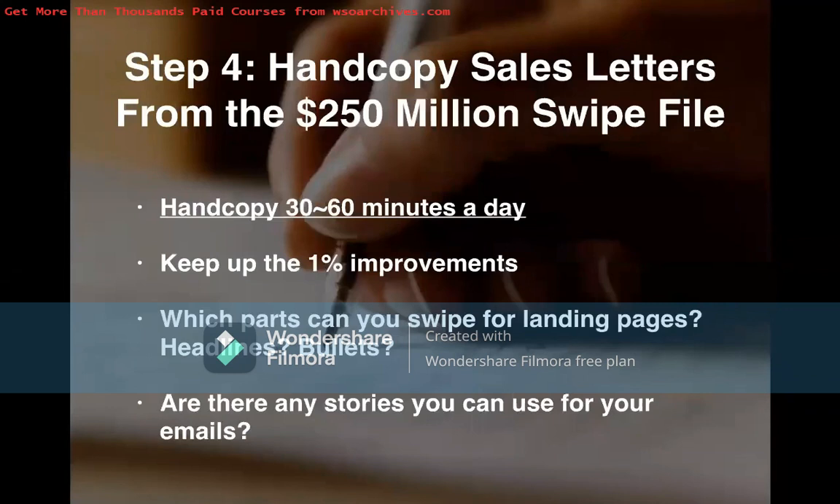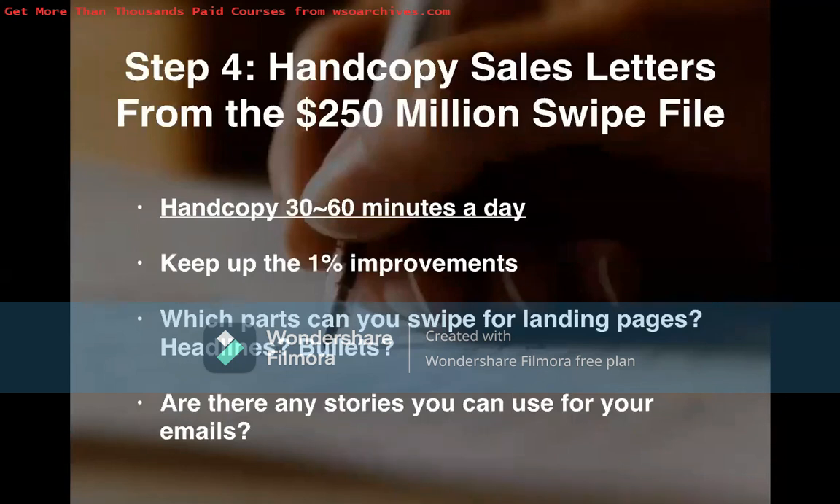And I swear, please, I don't know why I have to motivate people, but just hand copy. This is the single most simple way to get good at copywriting, and almost nobody sticks with it. They stick with it when it's sexy, when it feels like they're getting results, but you gotta stick with it.